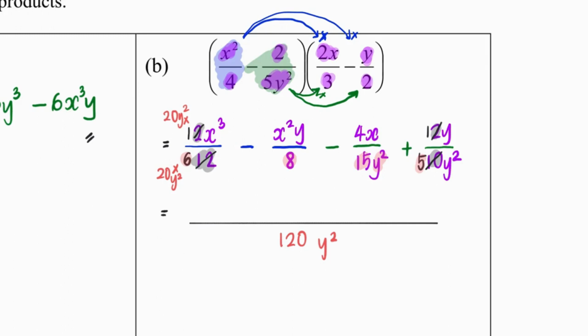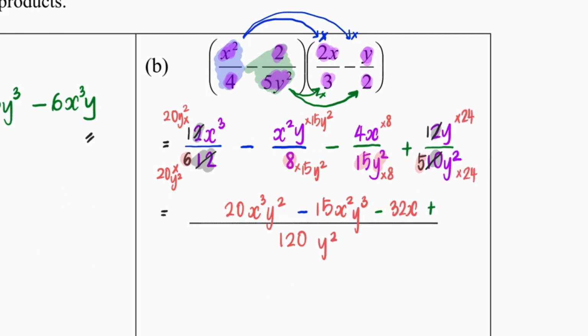so that on top here would be 20x cubed y square, minus, I will have to multiply by 15y square so that this one will become 15x square y cubed, minus, this one I will have to multiply by 8 to give me 32x, and the last one I will have to multiply by 24 to give me 24y. And that will be the answer for this particular question.